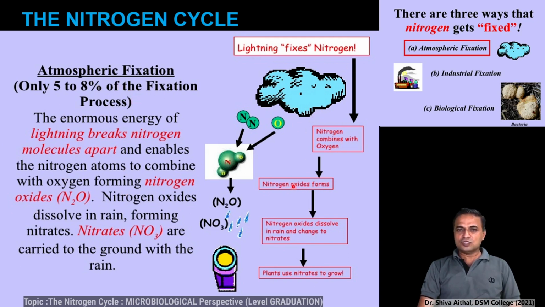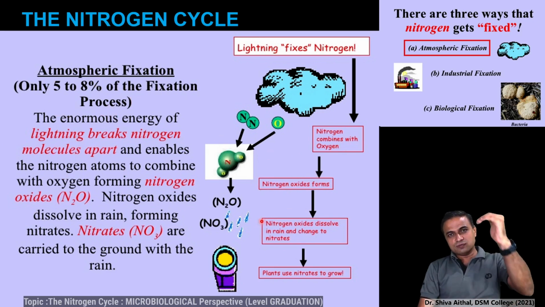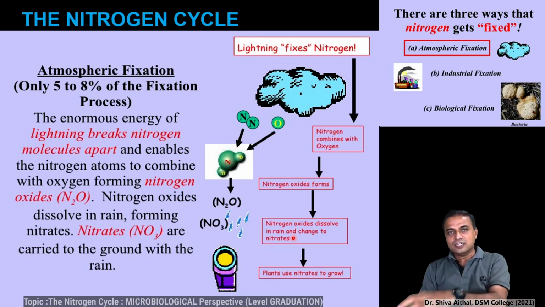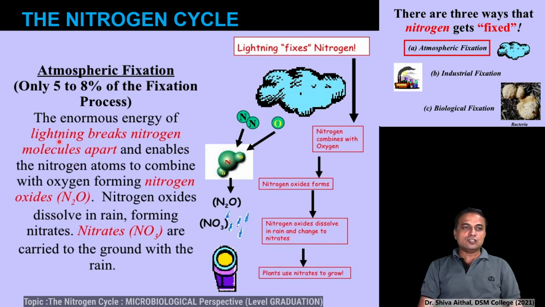Nitrogen combines with oxygen, nitrogen oxides are formed, nitrogen oxide dissolves with the rainwater, and nitric acid HNO3 is added as acid rain into the soil. So this enormous energy of lightning breaks the nitrogen molecules apart, enabling the nitrogen to combine with oxygen, forming nitrogen oxides. Nitrogen oxides dissolve in the rain, forming nitrates. Nitrates are carried to the ground, and this is one of the ways by which nitrogen is fixed.